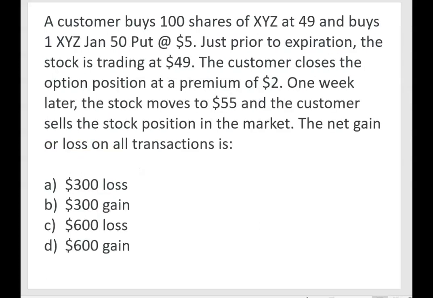Next one. A customer buys 100 shares of XYZ at $49 and buys one XYZ January 50 put at $5. Just prior to expiration, the stock is trading at $49. The customer closes the option position at a premium of $2. 1 week later, the stock moves to $55 and the customer sells the stock position in the market. The net gain or loss on the transaction is A, $300 loss, B, $300 gain, C, $600 loss, D, $600 gain.